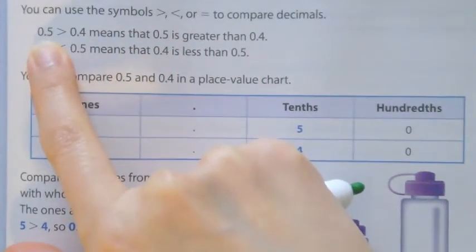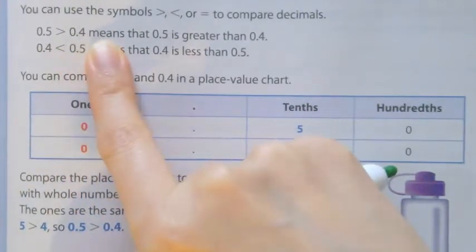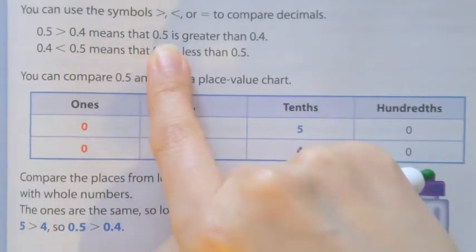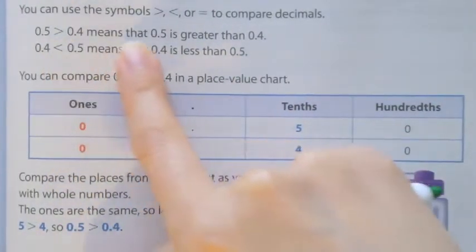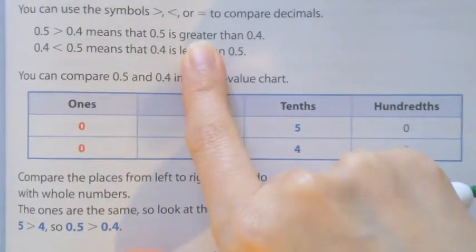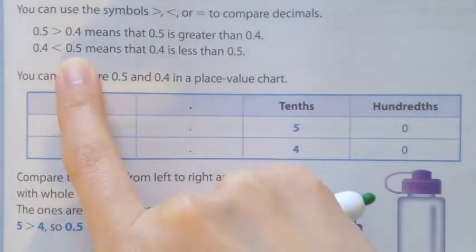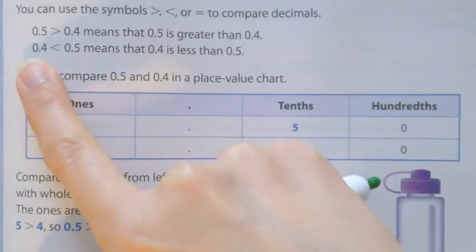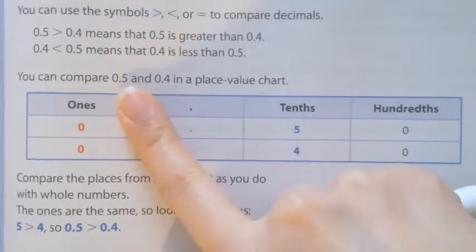This would read 5/10 is greater than 4/10. That means that 5/10 is greater than 4/10. So this symbol lets us know that it is greater than. Okay, same thing here. 4/10, less than symbol, 5/10 means that 4/10 is less than 5/10. Okay, I know you guys know that, but I'm just saying that again.